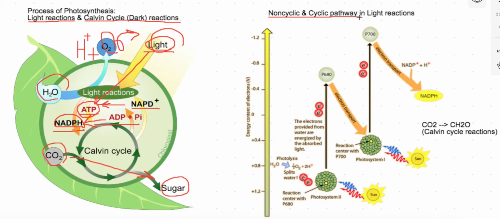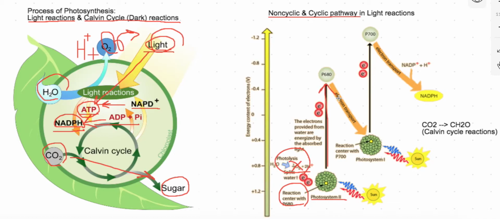Non-cyclic pathway occurs in the thylakoid membranes beginning with photosystem 2. First, the pigment complex is concentrated in a particular pair of chlorophyll A molecules called the reaction center. Due to water photolysis, electrons are replaced from water, releasing oxygen. As the electrons in the reaction center become energized, they move to nearby electron acceptor molecules.